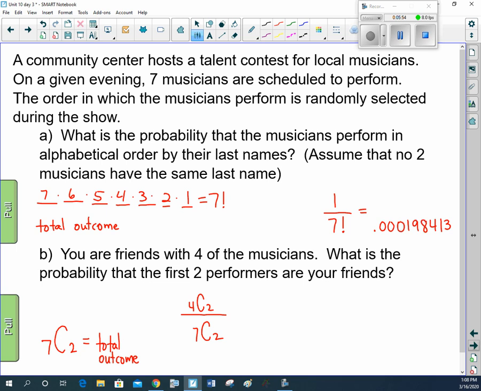So that's going to turn out to be 2/7, which is about 0.2857. Or you could say about 28.57% chance that the first 2 performers are your friends. So remember, the bottom of your fraction is always the total outcome. And then the top part of the fraction is what you're looking for.